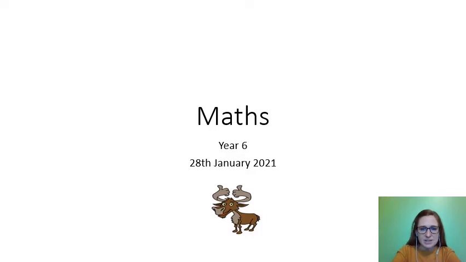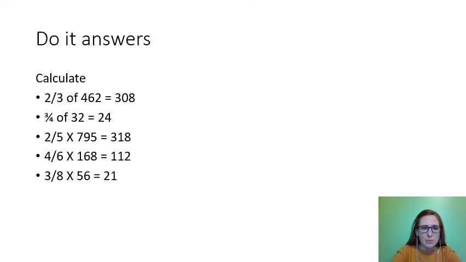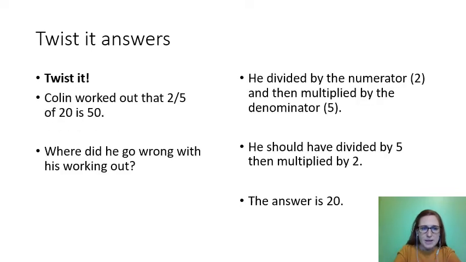Let's check yesterday's answers. Pause the screen, check yours are correct. And yesterday's twist it. Colin worked out that 2/5 of 20 is 50. Where did he go wrong with his working out?